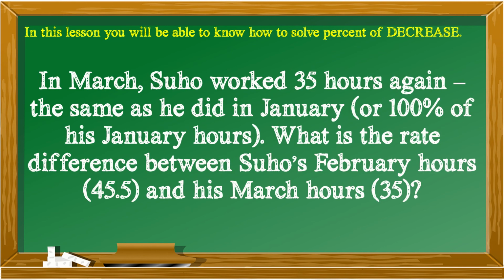Okay, and now in this lesson, you will be able to know how to solve percent of decrease. In March, Suho worked 25 hours again, the same as he did in January, or 100% of his January hours. What is the rate difference between Suho's February hours, 45 and 5 tenths, and his March hours, 35? So we are looking for the percent of decrease.